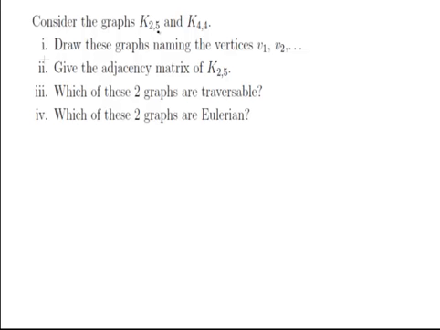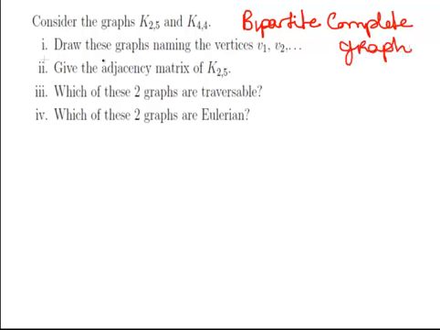As a quick remark, K m,n is a bipartite complete graph. There are two sets of vertices, and if you pick a member of one set of vertices, it is connected by an edge to each and every vertex of the other set. That's the idea of a bipartite complete graph. Let's draw K2,5.